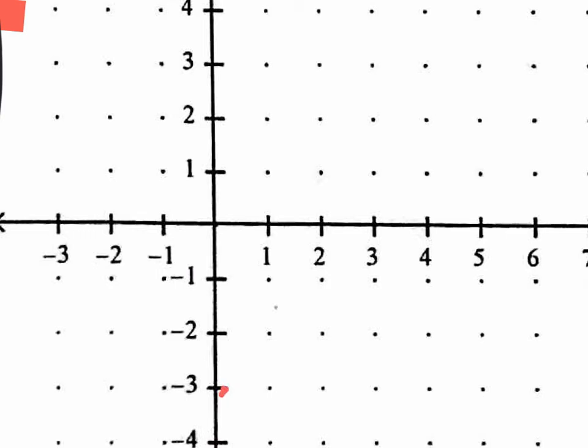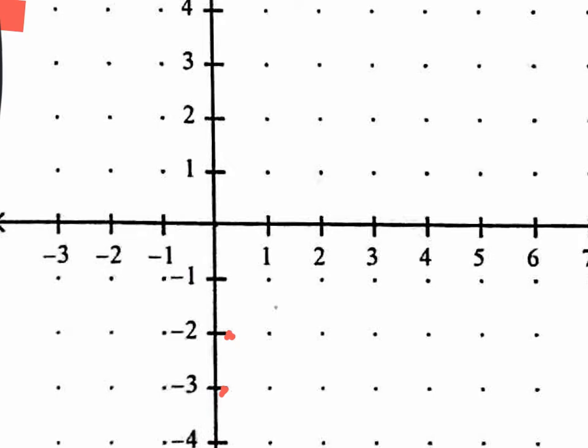Okay, and then the next coordinate is what? Somebody read it to me. 1/4 and what? And -2. So 1/4, it's a little bit more than 1/8. It's kind of like halfway to the halfway point. And -2 is going to be down here.